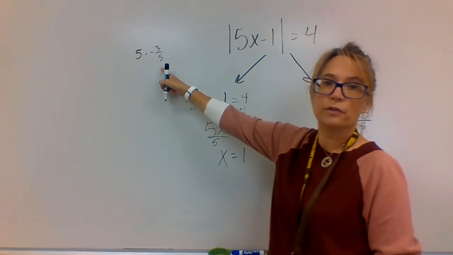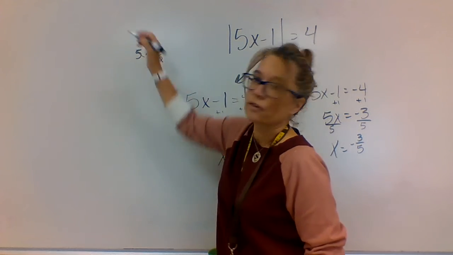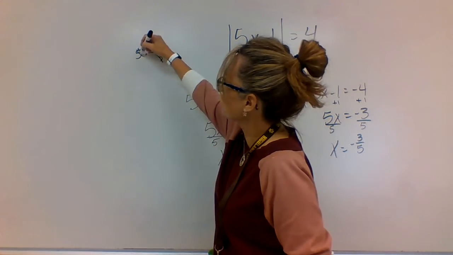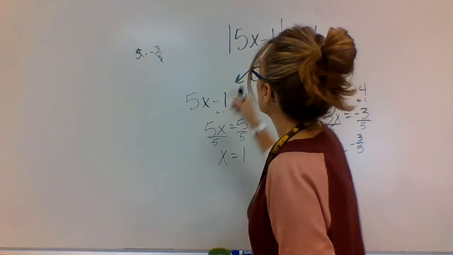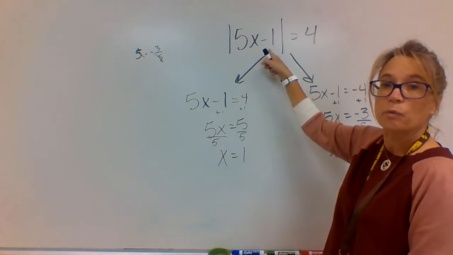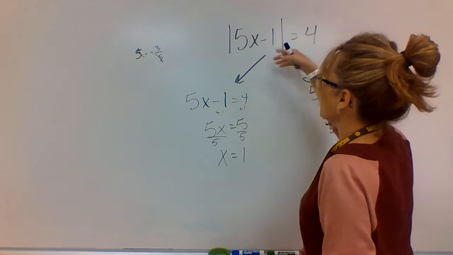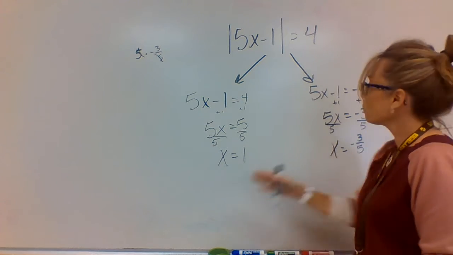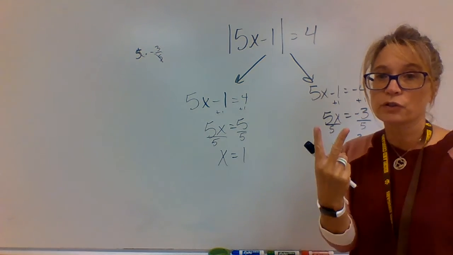And if you notice when you do that, your 5s are going to cancel out. They're going to cross simplify. So you actually end up with just negative 3. So that whole thing would equal negative 3 minus 1 is negative 4. Absolute value of negative 4 is 4. So both of these work. So you have 2 answers.